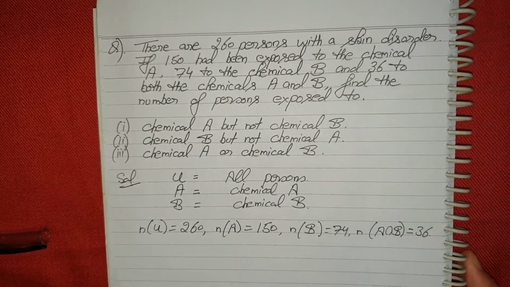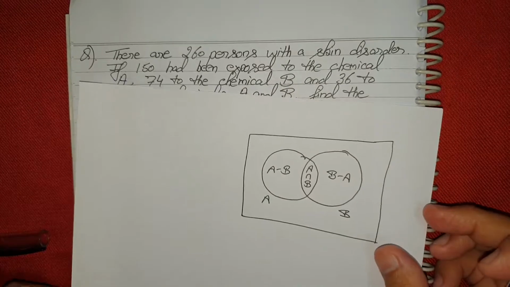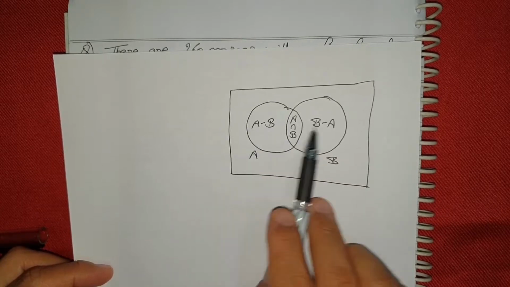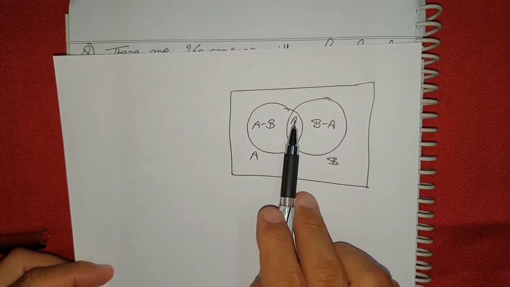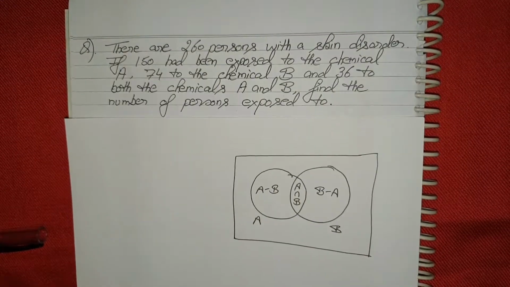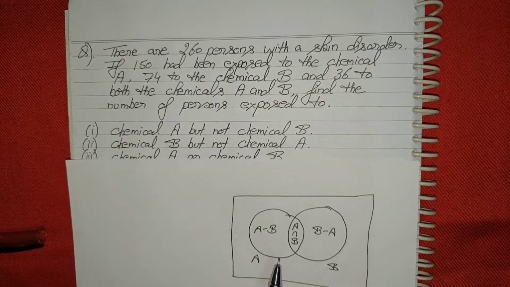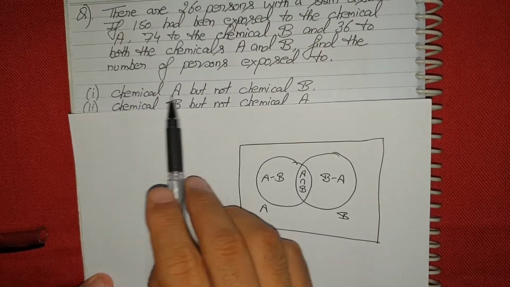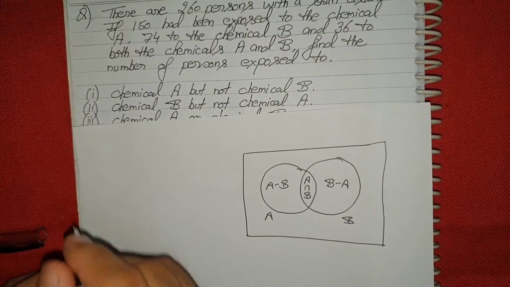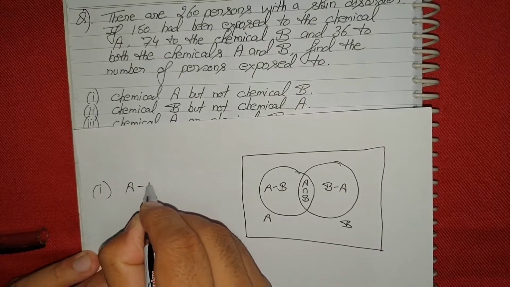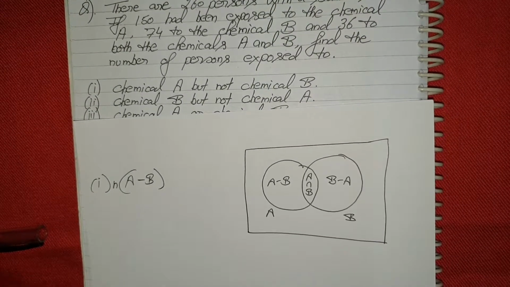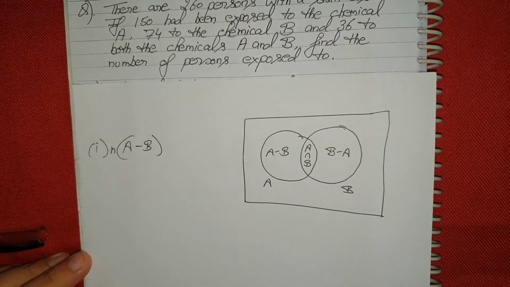And if you remember the diagram like this, this represents the universal set, this is set A, this is set B, this one is A minus B, this is A intersection B, and this is B minus A. This again I have already explained in the previous videos of sets. So our first part is chemical A but not chemical B, so we have to find N of A minus B.